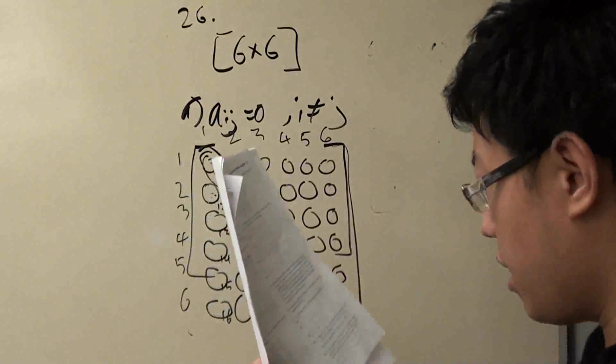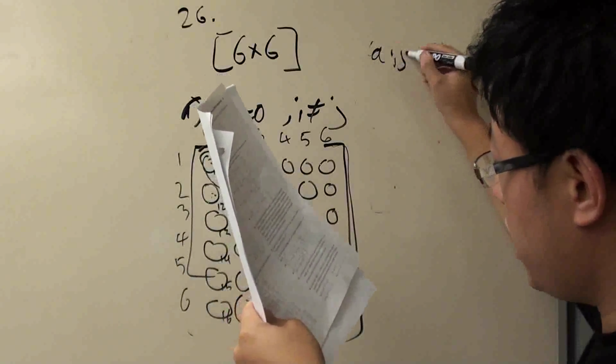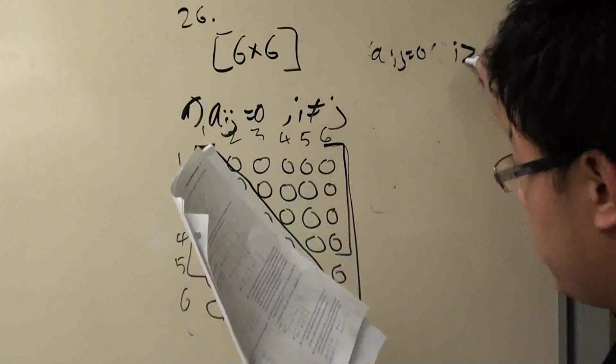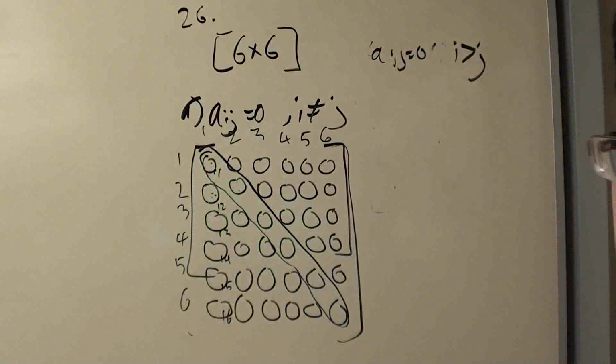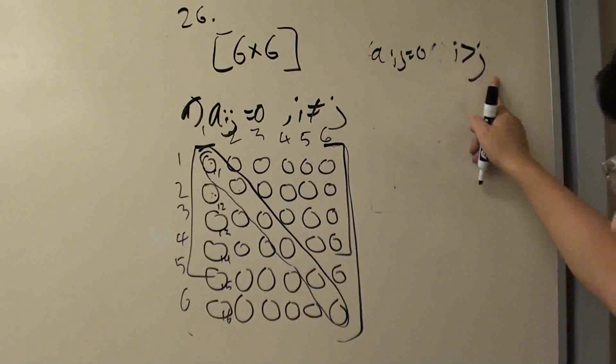B. A different condition, but a similar idea. Aij equals 0 if i is greater than j. Okay, let's get into it. i is the number of rows, and j is the number of columns.